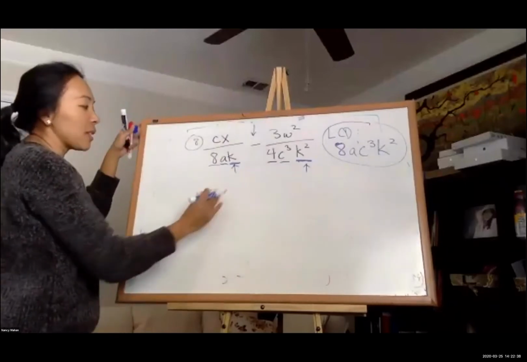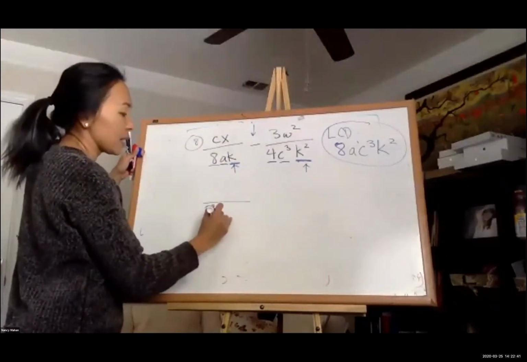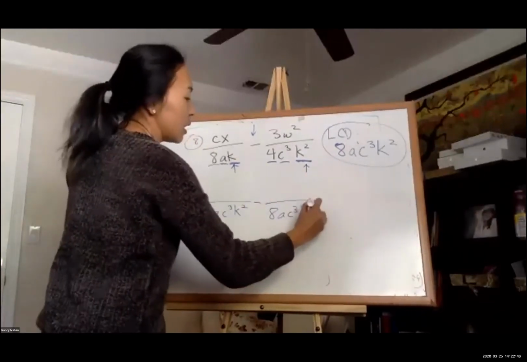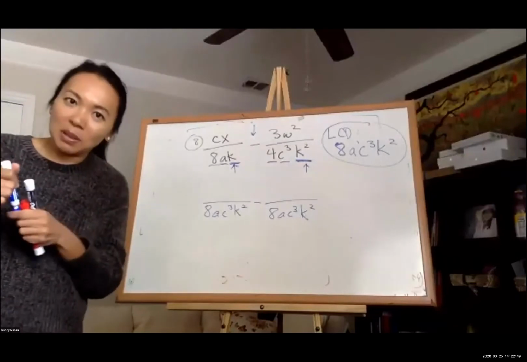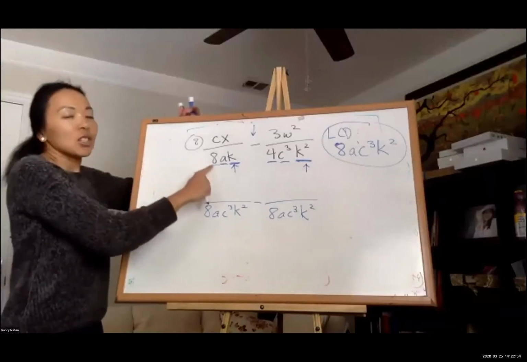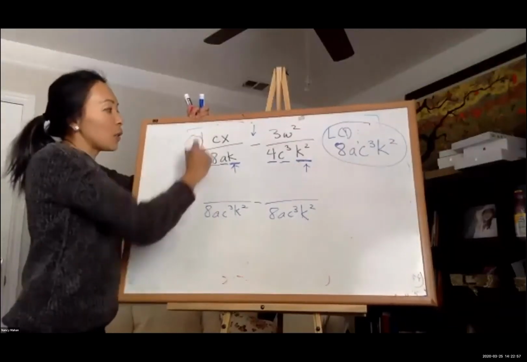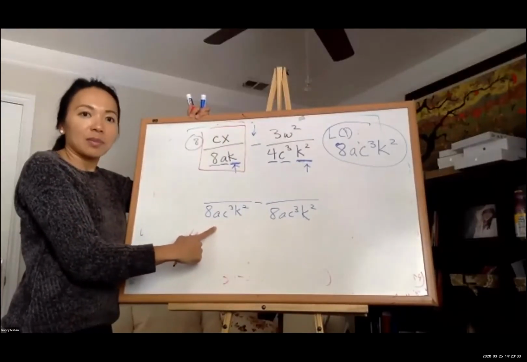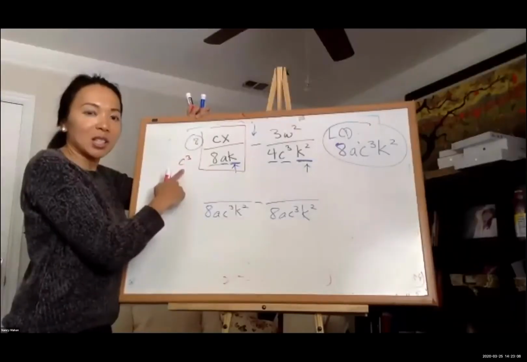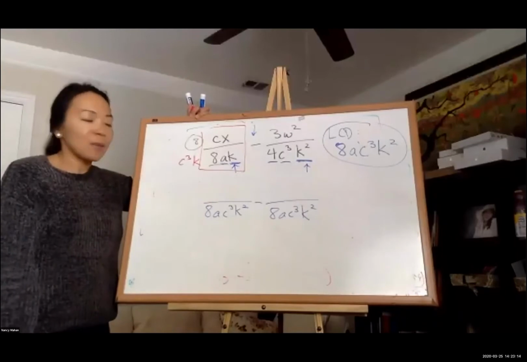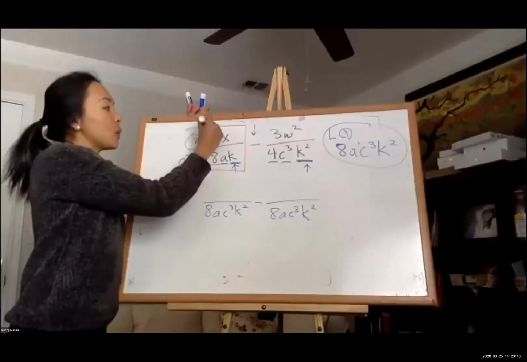So now I'm going to rewrite this with the lowest common denominator. So I have 8ac cubed k squared minus 8ac cubed k squared. So again, thinking of the lowest common multiple or the product of unique factors. To go from the old fraction to the new fraction, what's missing? C cubed and a K. C cubed is missing, good. And then a K is missing because here's a K and here's a K squared, so you need another K. Good job, Felicita. Whatever we do to the bottom, we do to the top.